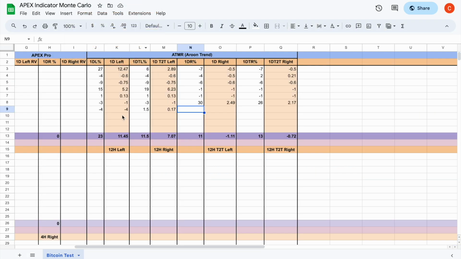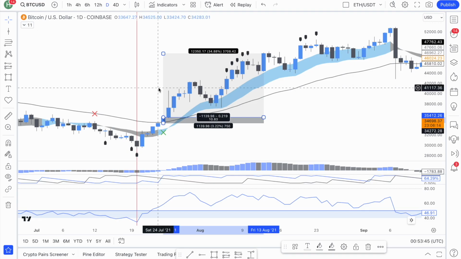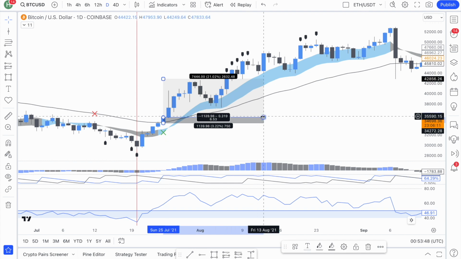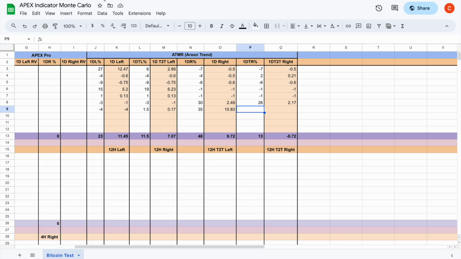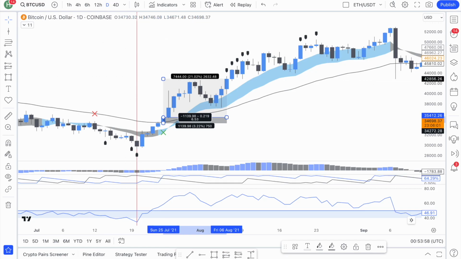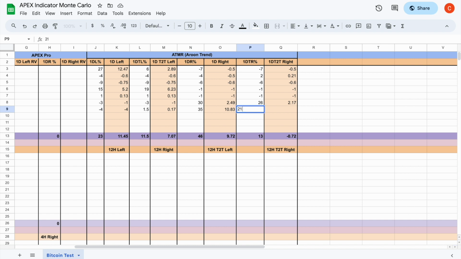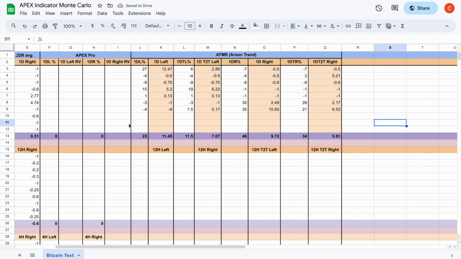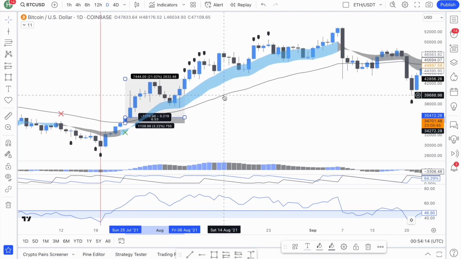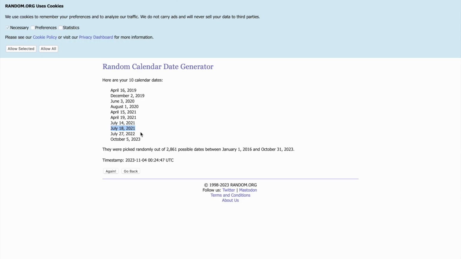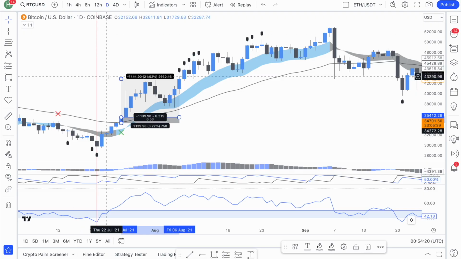So 35 and then 10.83. And then for the take profits, we would have actually reduced it down to here, like this. So it's 21% at 6.53. Wait, I just messed up. 21% at 6.53. All right, so now we're looking pretty good here. And then the next one is going to be July 18th. And so that's, what's the next one here? July 20th. Okay, so we'll do the next two.